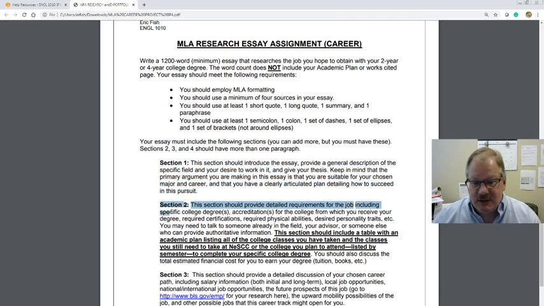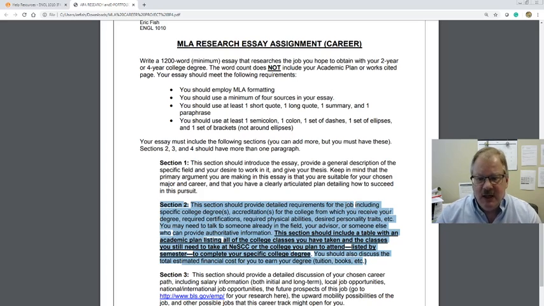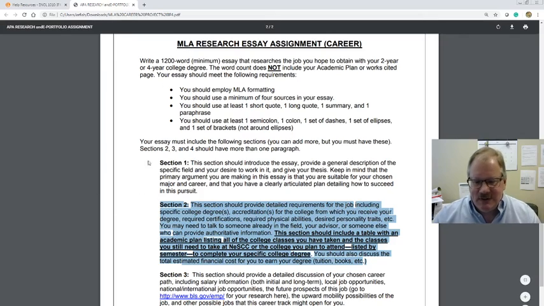Then section 2 is going to start getting into the qualifications, particularly the education. You're going to have that academic plan there, all the physical abilities, the mental abilities, all those good things that you need to get to that job. Again, sometimes you can get your degree, and then if you don't pass the certification test, you're not a nurse or an accountant or whatever. So you want to know what you're getting into there.